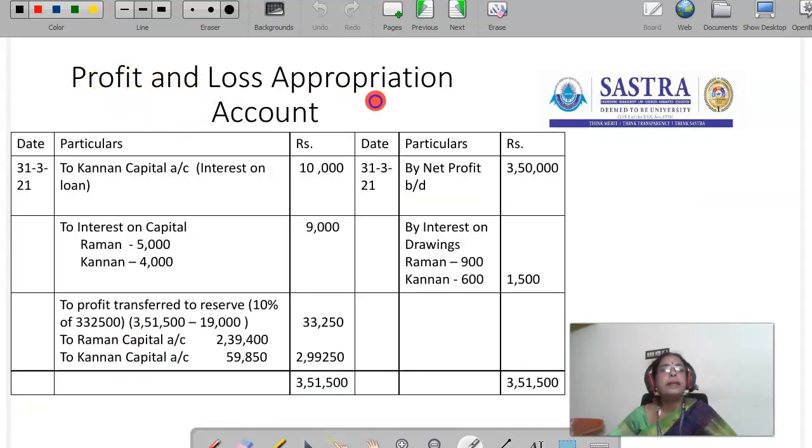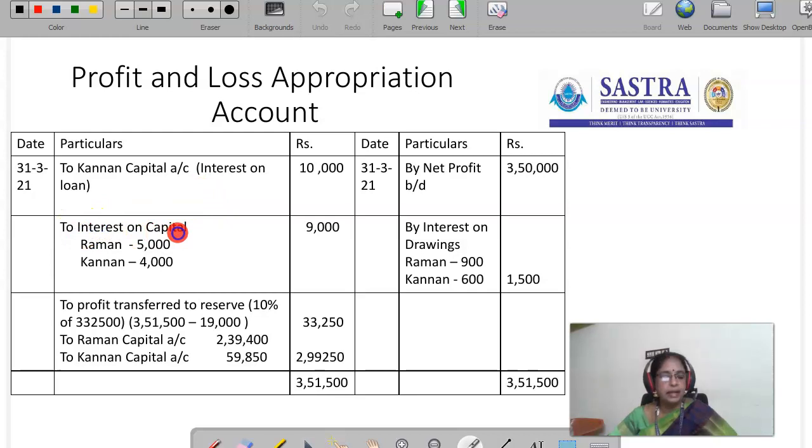Let's see how to prepare the P&L appropriation account. So here we have to write by net profit brought down before adjustment, 3,50,000. Interest on loan to the partner should be debited because it is an expense for the firm. So that is given directly, 10,000 rupees.